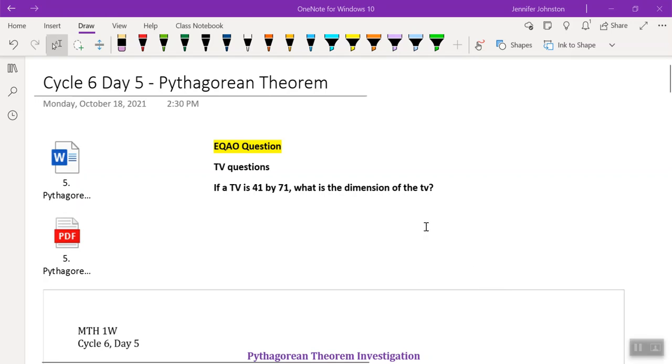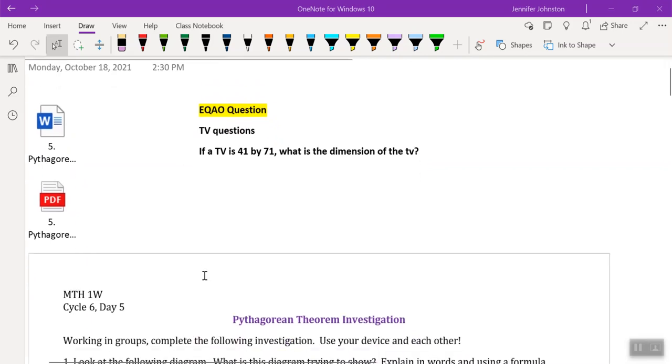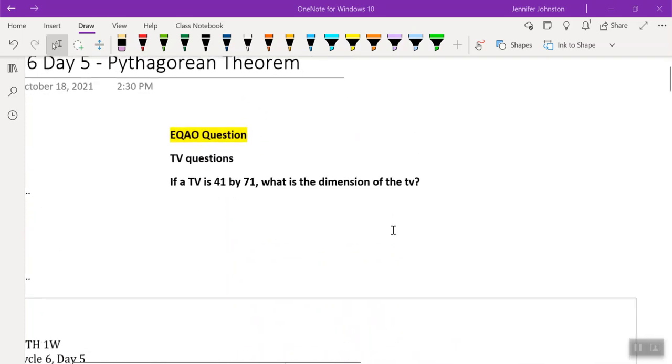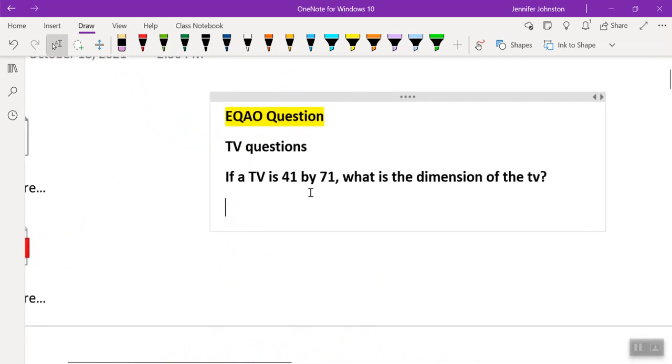All right, welcome back. This is cycle 6, day 5. So we're moving on to the Pythagorean theorem. But before we do our lesson on the Pythagorean theorem, I have an EQAO question that I'd like you to try out. So this EQAO question goes like this.